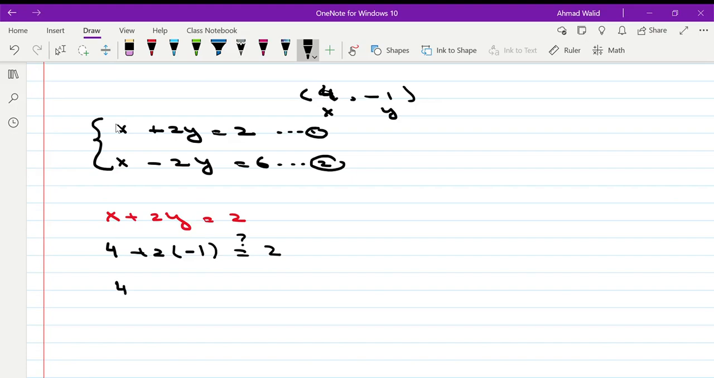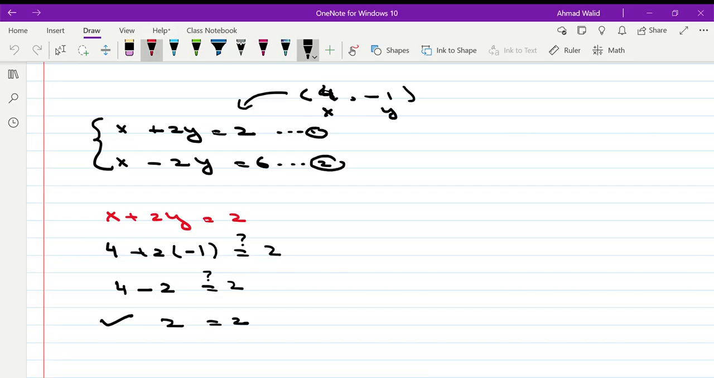4 positive times negative gives you negative. 2 times 1 is 2. 4 minus 2. Is this equal to 2? Yes, 2 is equal to 2. Correct? It means (4, -1) is a solution for equation number 1.